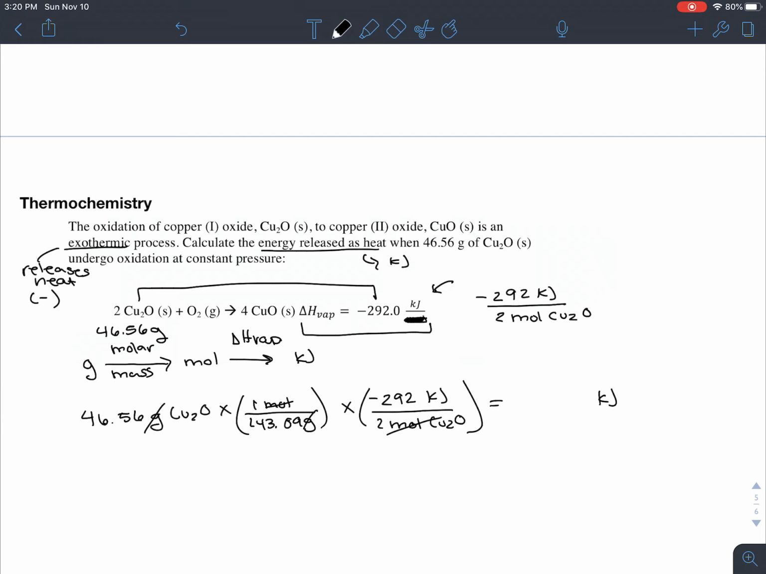So then you just plug everything in. 46.56 divided by 143.09 times negative 292 divided by 2. So negative 47.5, we want 4 significant figures. So negative 47.51 is the answer.